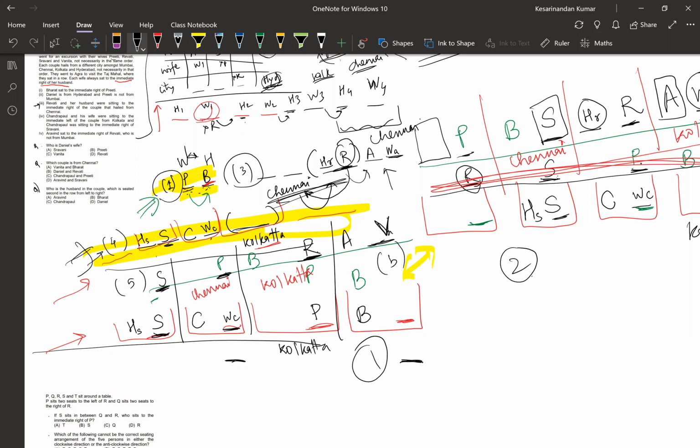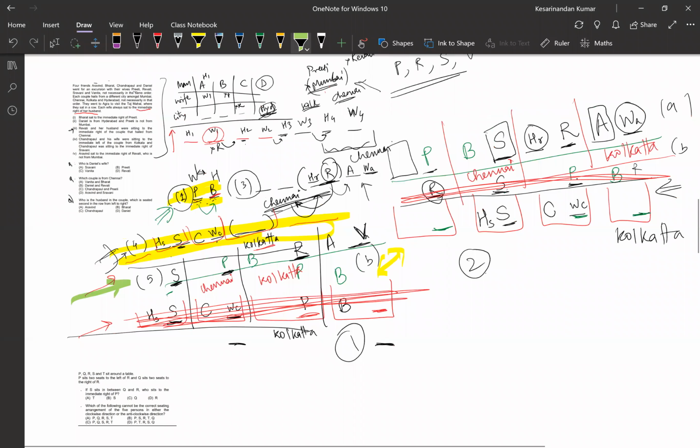Is this scenario possible, guys? We need 2 empty slots. Are 2 consecutive empty slots remaining for wives? No. No. No. We'll cancel out this scenario. So the 2 scenarios which we have for now is this one and this one.